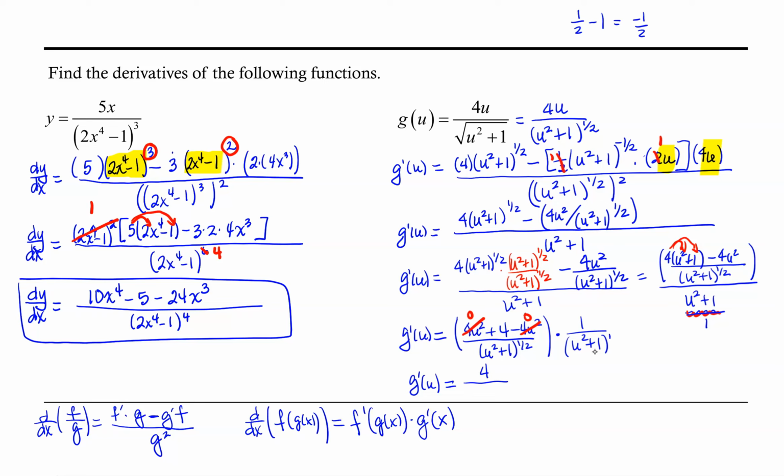So when I multiply those two bases that are identical, I will add the exponents. So I get u squared plus 1 to the 1/2 plus 1. 1/2 plus 1 is 3/2 power. So our derivative of our second function is g prime of u is equal to 4 over the quantity u squared plus 1 raised to the 3/2 power. I hope this is helpful.